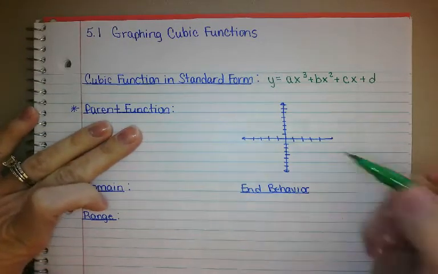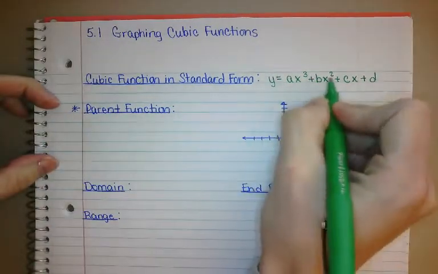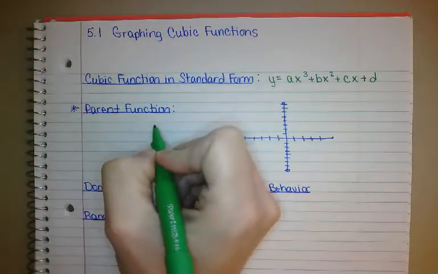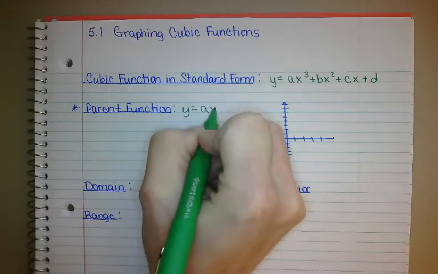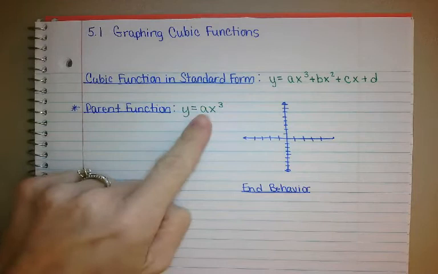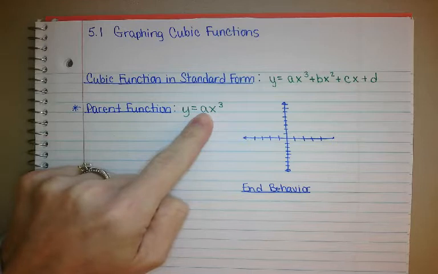All right, so we're going to take a look at what just the parent function looks like for a cubic function. Remember, a parent function is when they don't have all of these extra values onto it. So for example, just the cube, ax cubed. Remember, the a still does the same thing as it's done on any other thing that we've graphed. The a tells us if the graph is going to open up or down, if it stretches, if it compresses, things like that.